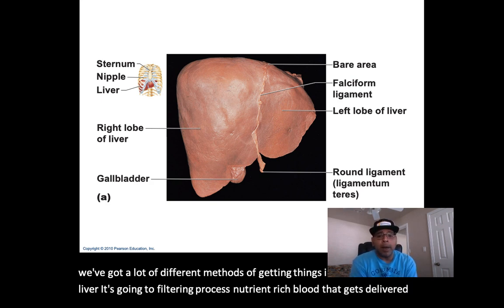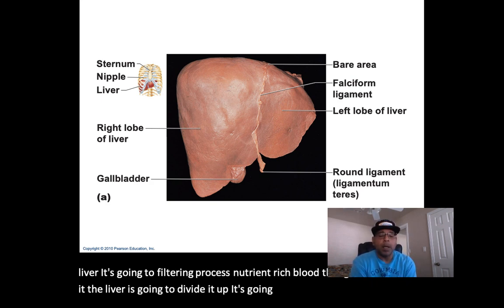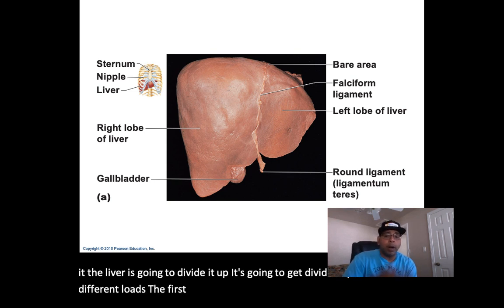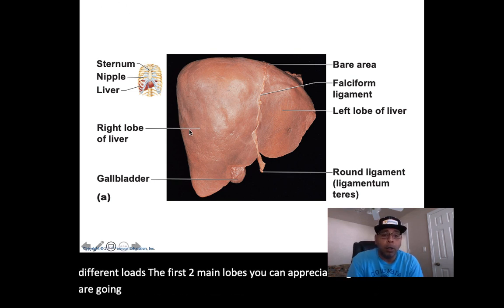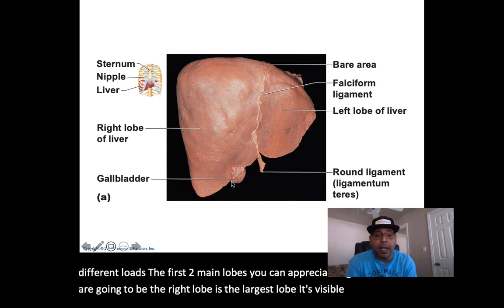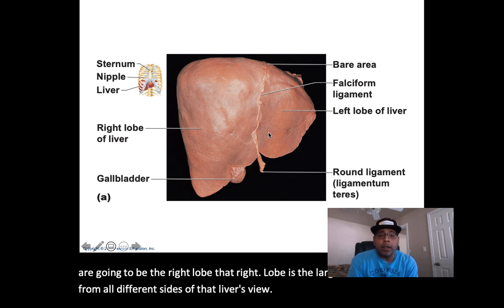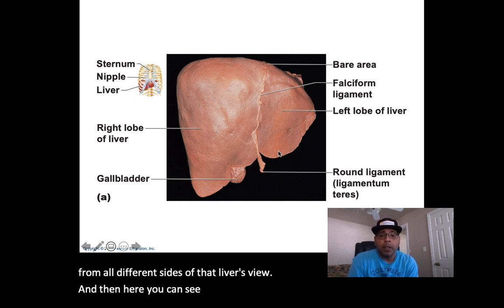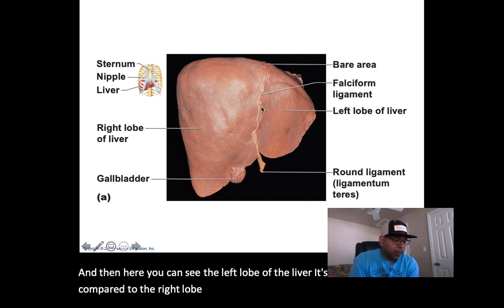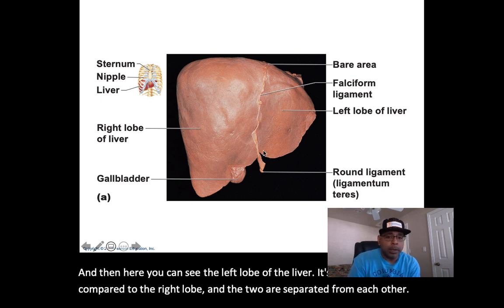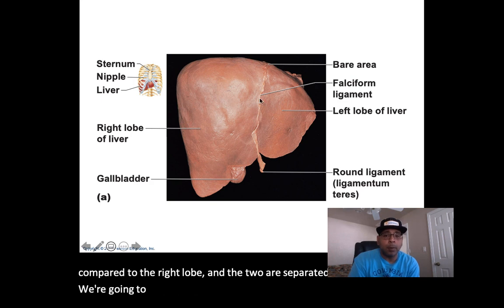The liver is going to get divided up into 4 different lobes. The first 2 main lobes you can appreciate right off the bat are going to be the right lobe. The right lobe is the largest lobe. It's visible from all different sides of that liver's view. And then here you can see the left lobe of the liver. It's smaller in size compared to the right lobe. And the two are separated from each other, we're going to see, thanks to this falciform ligament.